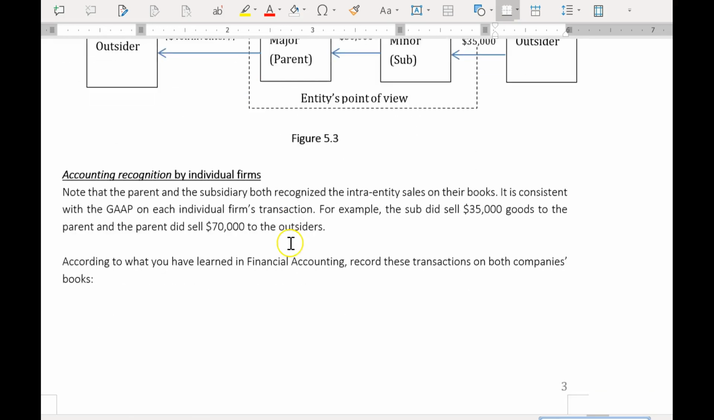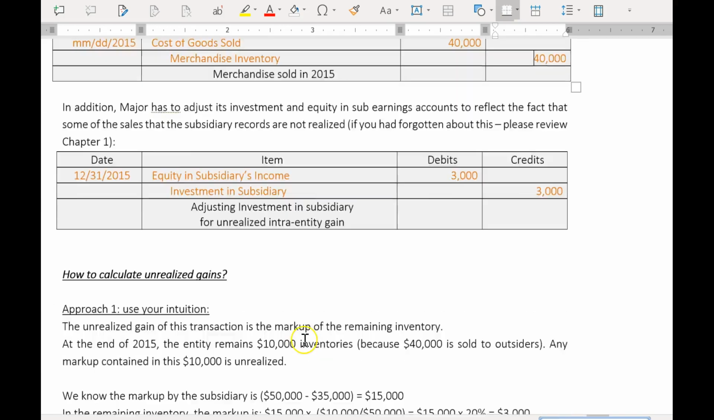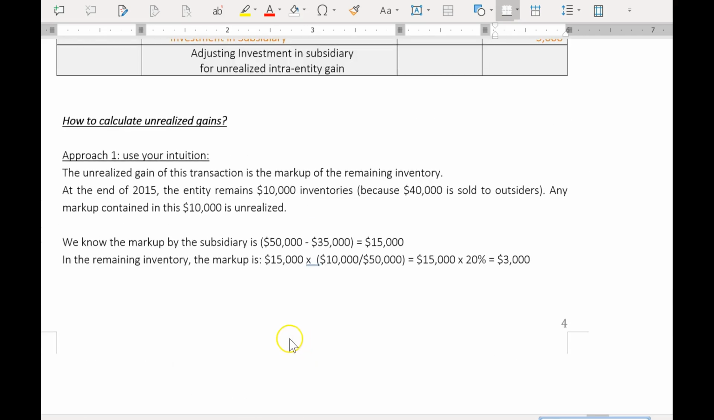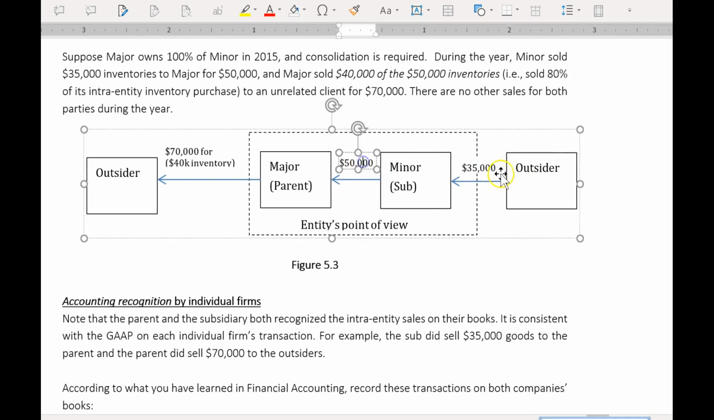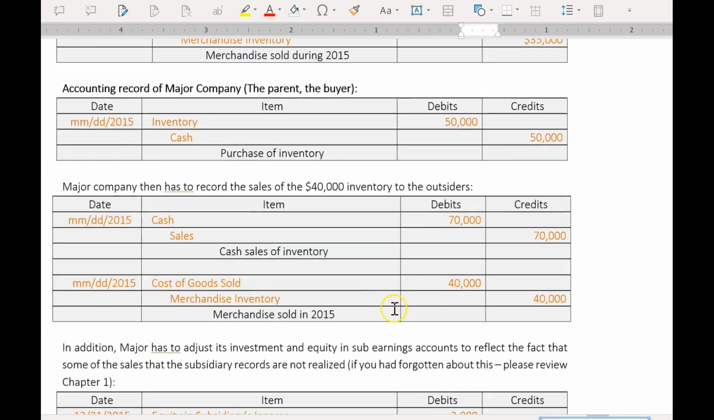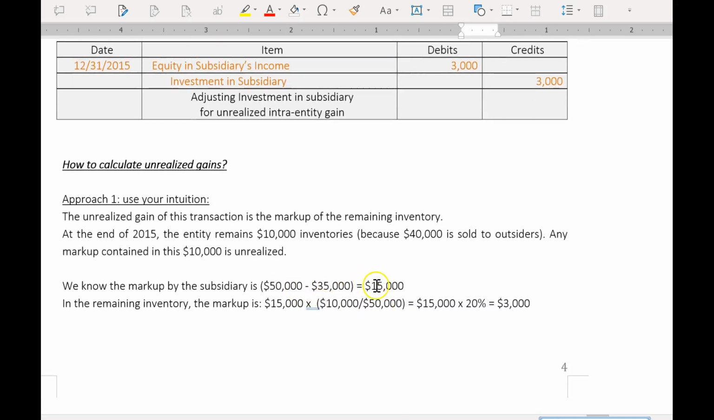There are two ways to calculate it, right? The first way is use your intuition. The seller is the subsidiary. The seller marked up the inventory by 50K minus 35K, so that's the markup. So the seller actually marked up this inventory by 15K, okay?